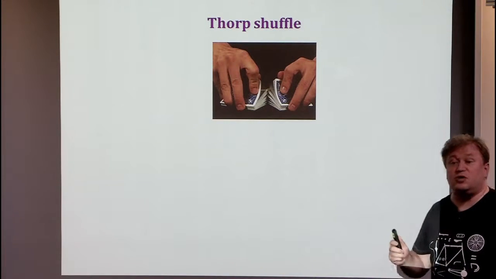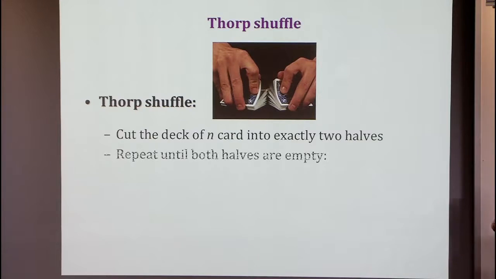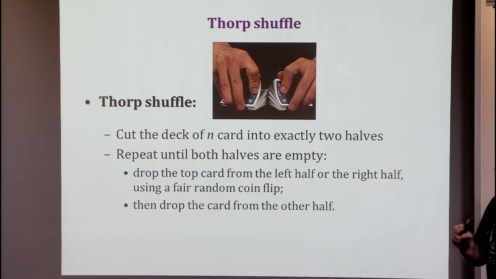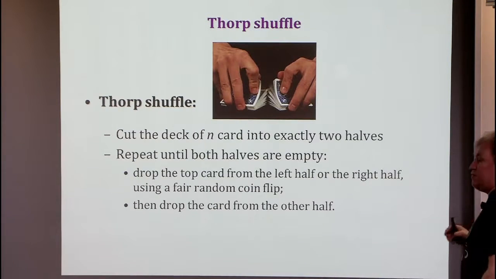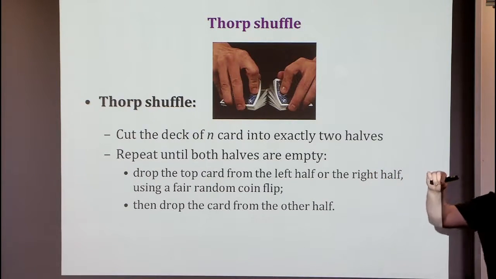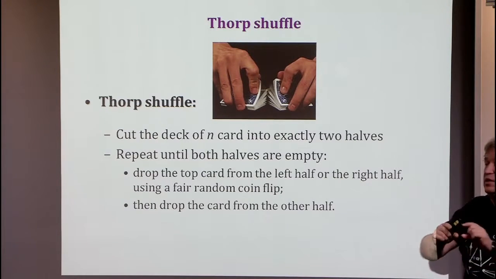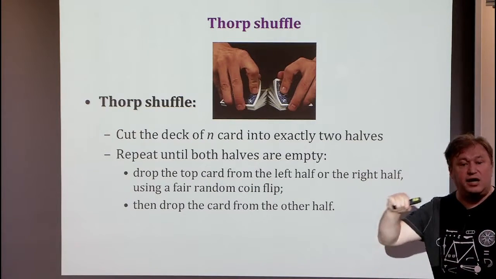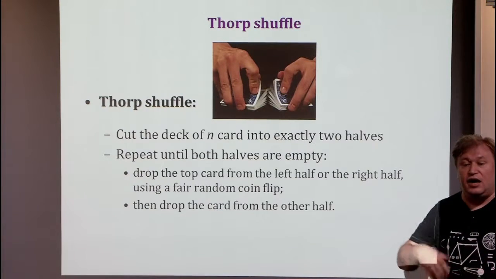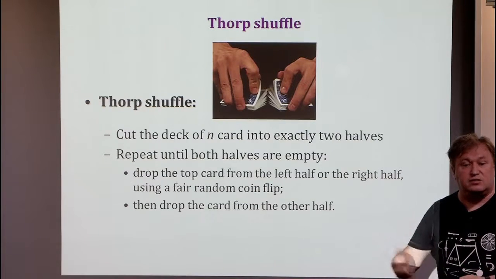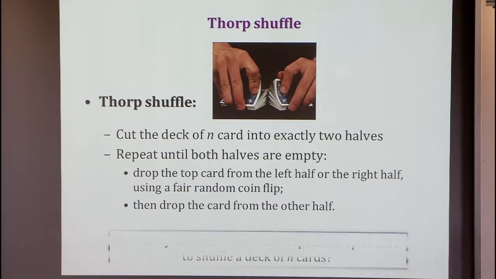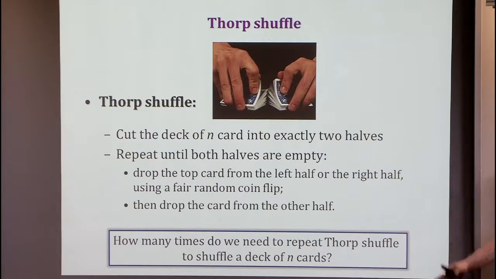The Thorp shuffle does it in a much simpler way. So what is the Thorp shuffle doing? You have n cards, you cut the deck into 2 halves, and then you take the top cards from each half, and you decide at random which one will be taken. Then you take the next top cards, and you repeat this. In this way, you shuffle the whole deck, and you repeat this. The natural question is how many times you have to apply the shuffle to obtain something which resembles a random permutation.